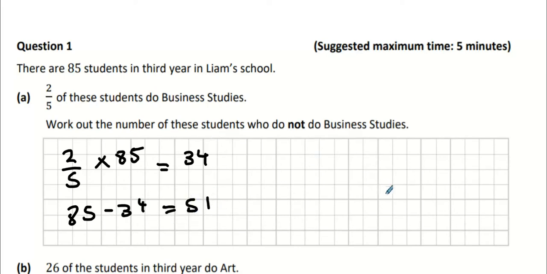Another way of doing it would be to multiply 85 by 3/5, because if 2 in 5 students do business studies, that means 3 in 5 students don't, and then you get 51 that way as well.